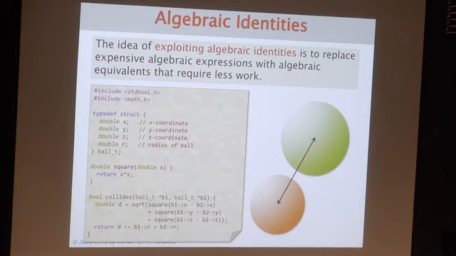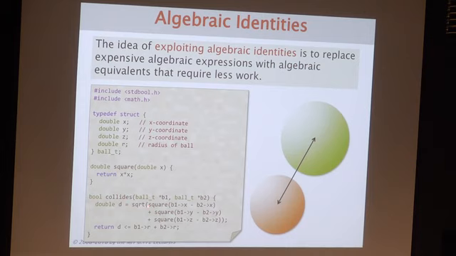Let's say we have a whole bunch of balls, and we want to detect whether two balls collide with each other. Say each ball has an x-coordinate, a y-coordinate, a z-coordinate, as well as a radius. And the collision test works as follows.